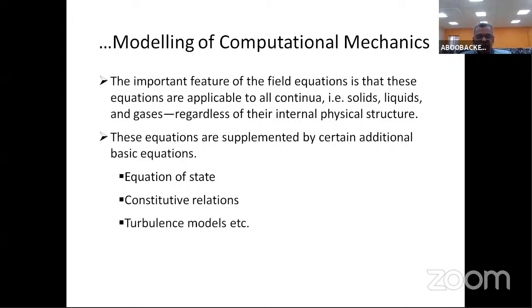Also, when we discuss turbulent flows, there are continuous fluctuations, which are random and chaotic. For modeling that, we need some models, called turbulence models. So these are all additional equations. If we use a turbulence model, say the K epsilon model, we have two more differential equations. In addition to the five conservation equations of mass, momentum, and energy, two more equations have to be solved for K and epsilon.